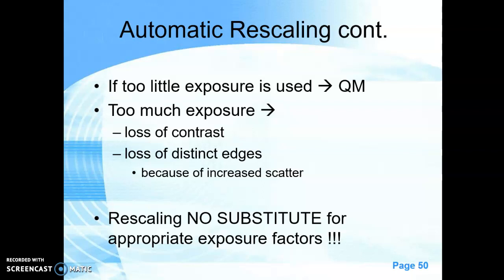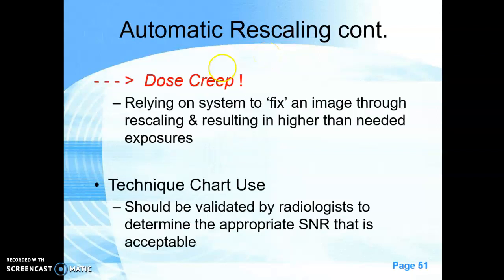You must know your correct mAs and kVp values in order for the histogram to be created correctly. We should never rely on the system to automatically rescale our images with proper density and contrast. As I've said 1,000 times, we can't put the cart before the horse. This can lead to something called dose creep, which we'll talk about later. But dose creep is essentially relying on the system, the computer, to fix your image through rescaling.